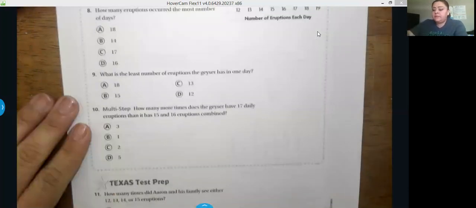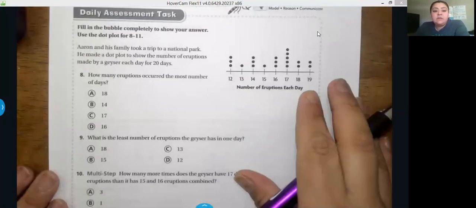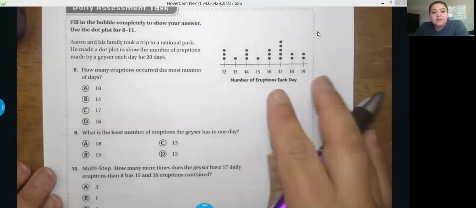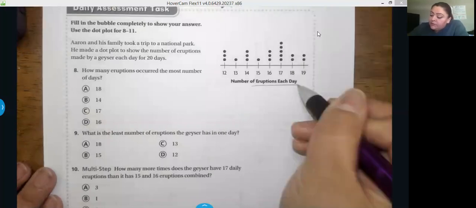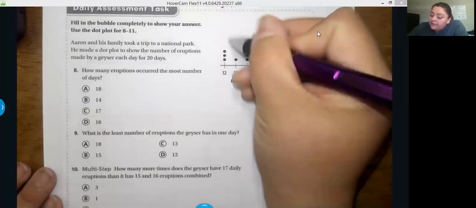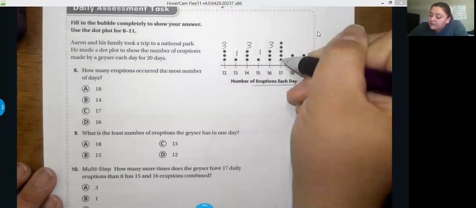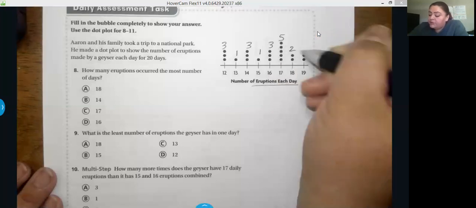So we're going to use this to answer our questions here. All right, so first of all, I'm going to come over here and I'm going to label my dot plot first, okay? So this is the number of eruptions each day. So 1, 2, 3. And guys, literally all you're doing is counting the dots. That is it. It's so easy. And then you'll use that to answer your questions, okay?